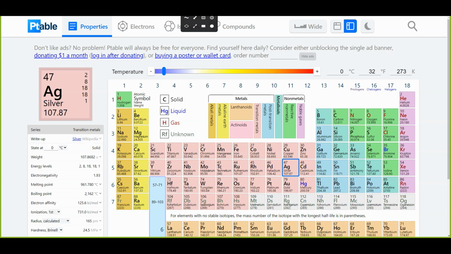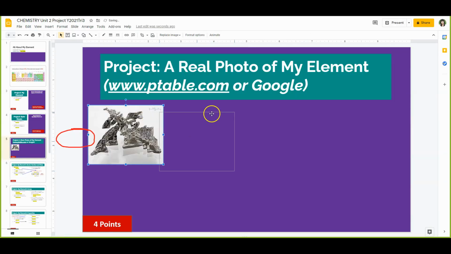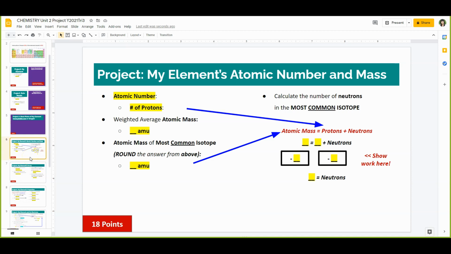So if you click here and then over here underneath right up where it says silver, you'll see a picture right here. So you can right click and copy this image and come over here, again obviously for your own element, not for silver. Okay, all right, so that will give you your real photo. All right, now question number 6 is asking about your element's atomic number and its mass. So atomic number, remember, is going to be the number at the top, so the whole number at the top of your square, which you should have put your square right up in this slide, slide number 3.